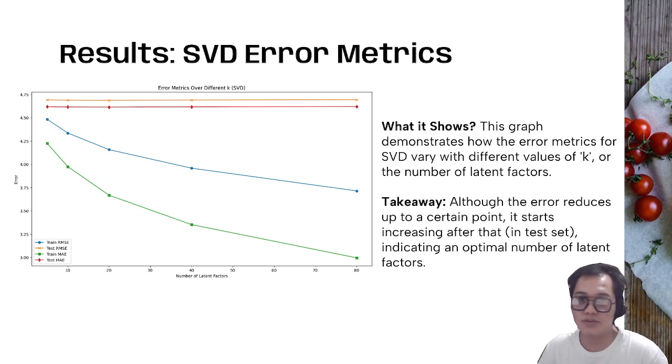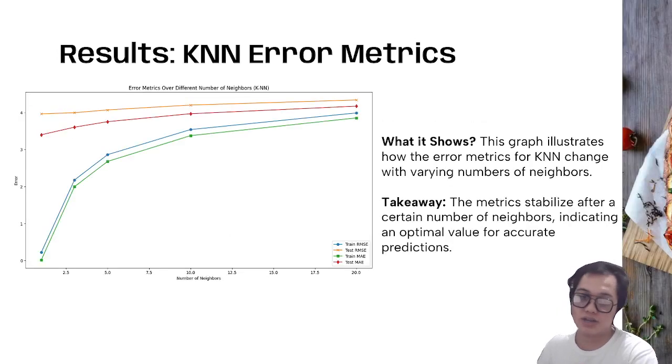This is one of the SVD error metrics that we see. What is it? This graph demonstrates how the error metrics for SVD vary between different values of k, or number of latent factors, where we can see the takeaway from it. Although the error reduces up to a certain point, it starts increasing after that in the test set, giving an optimal number for latent factors.